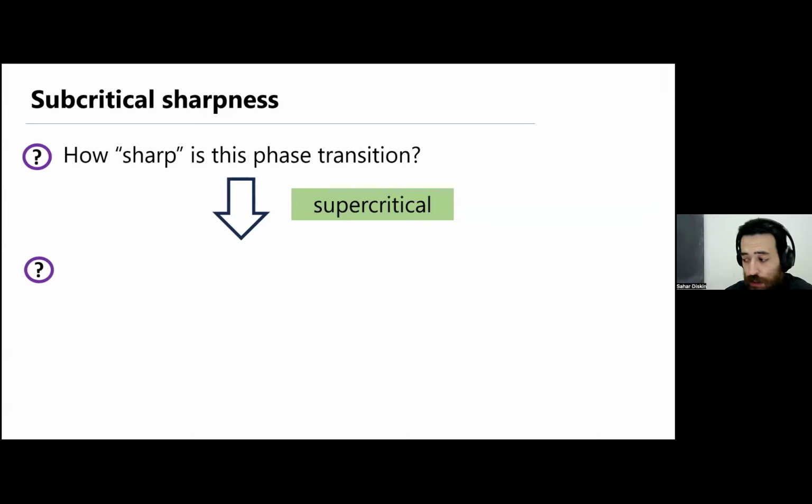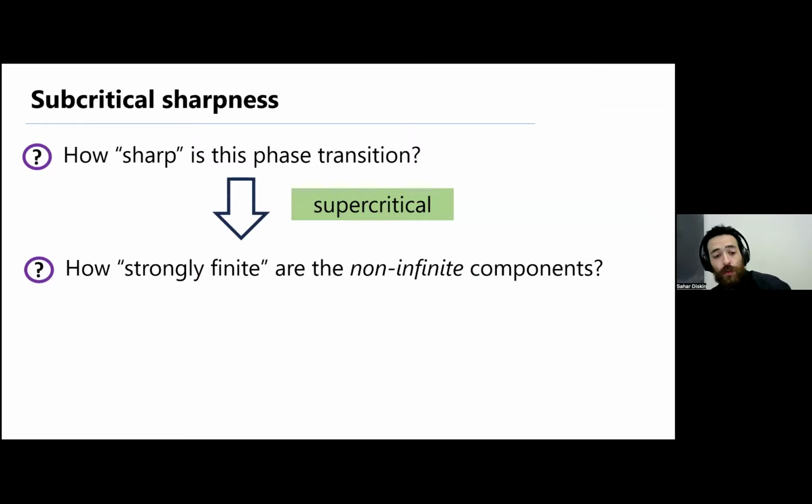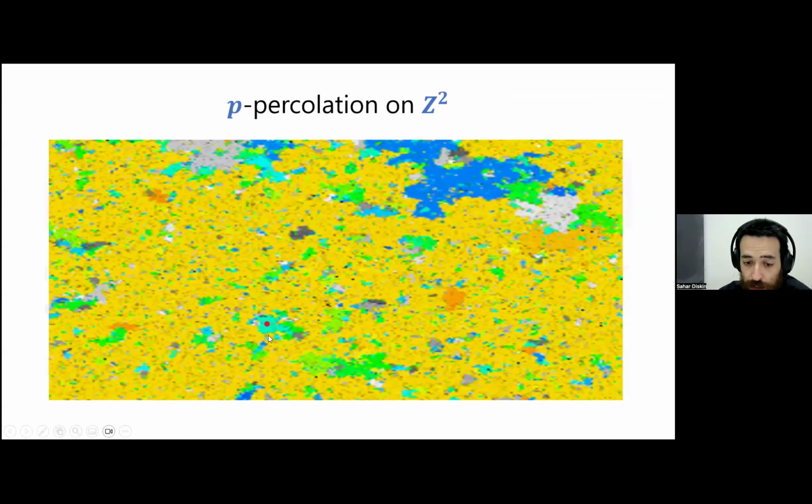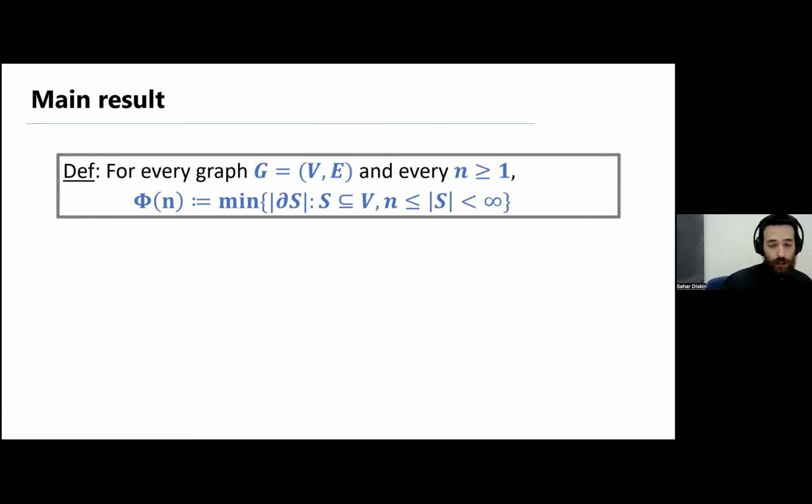In the supercritical regime, I would want to understand how strongly finite are the non-infinite components. I know that I have an infinite component, and I fix the origin, and suppose it is not in the infinite component. The question is, what's the probability that the cluster of this origin is still quite large? In other words, here I would want to understand how large are these holes inside the infinite component? How large can these clusters that are not infinite be? And this is our main result, an answer to this question.